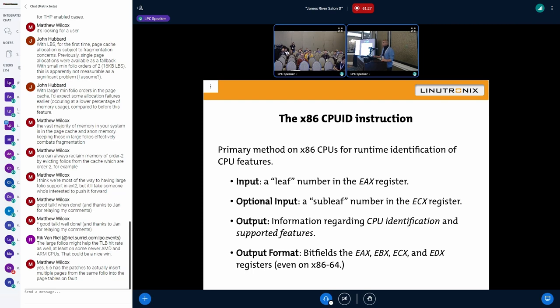What it does output is information regarding the CPU and supported features. Runtime, of course. And the output format is actually a number of bitfields, and the representation of the bitfields depends on the leaf. And these outputs are in the four registers, the EAX, EBX, ECX, and EDX. The same register output is also on x86-64. So traditionally on x86, if you have other instructions, there is something called extended registers. Not in this case, so even on x86-64, the output is still on EAX, EBX, ECX, EDX only, and only that.